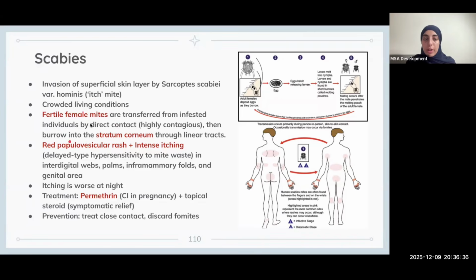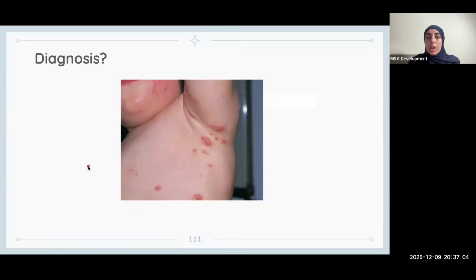What do you need to remember here? Female mites burrowing into the stratum corneum, giving you this red papulovesicular rash with intense itching, and you treat with permethrin. Do you need to remember permethrin? Honestly, yes. I don't know why they like to ask about it, but I've seen it in a few questions. So, permethrin for scabies. And we're going to come back to permethrin in the coming entity as well.